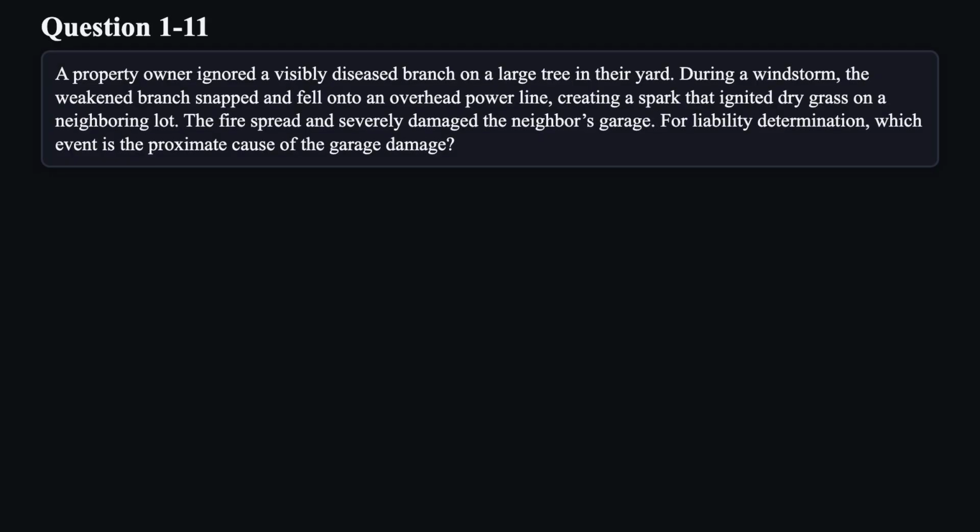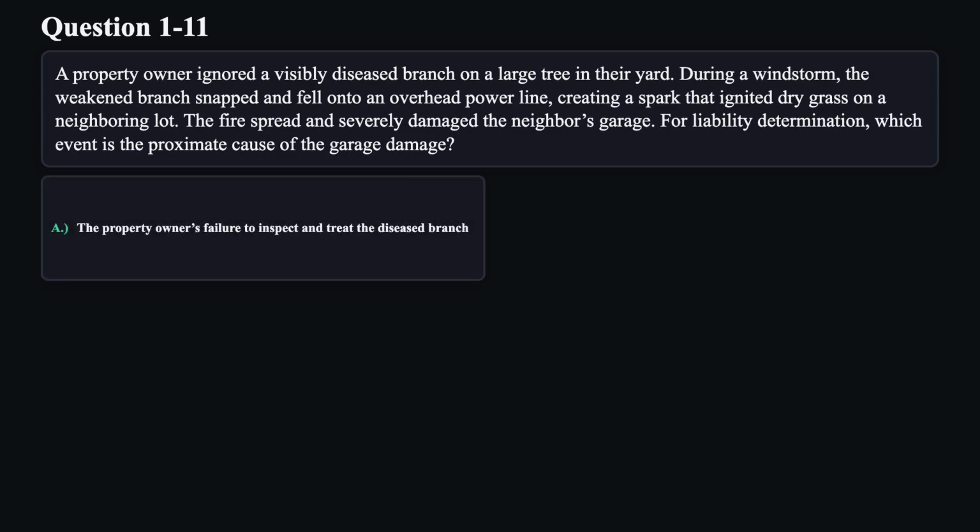Question 11. A property owner ignored a visibly diseased branch on a large tree in their yard. During a windstorm, the weakened branch snapped and fell onto an overhead power line, creating a spark that ignited dry grass on a neighboring lot. The fire spread and severely damaged the neighbor's garage. For liability determination, which event is the proximate cause of the garage damage?